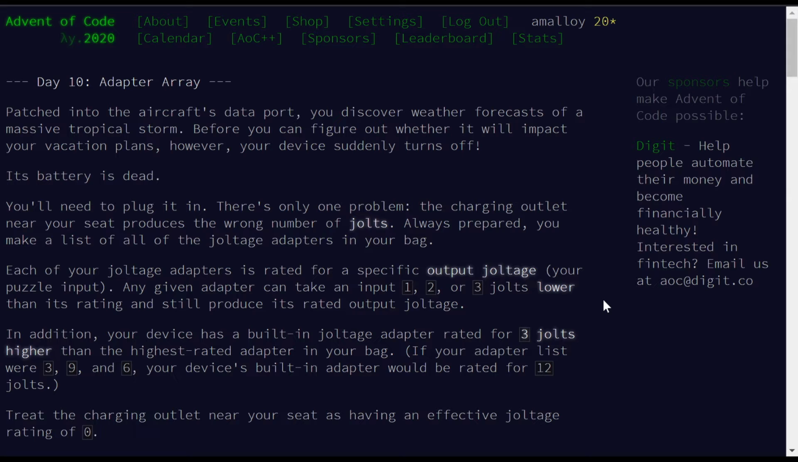Patched into the aircraft's data port, you discover weather forecasts of a massive tropical storm. Before you can figure out whether it will impact your vacation plans, however, your device suddenly turns off.